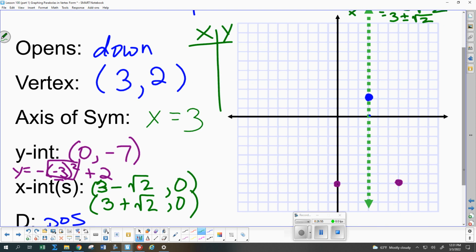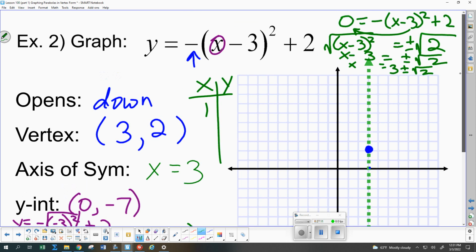And as I look at that, I already have a point with an x of 0 and an x of 3 and an x of 6. So I want something somewhere in between, and different people can choose different things. Personally, I kind of like 1. So if x is 1, let's come back up here and plug in. Let me erase some of that stuff that's getting in our way. So now I'm going to put a 1 in for this x. So I have minus 1 minus 3 squared plus 2.